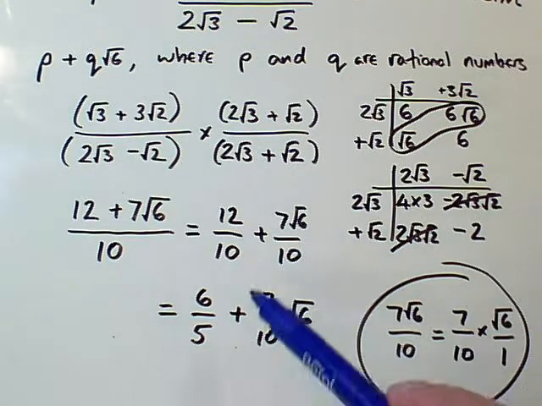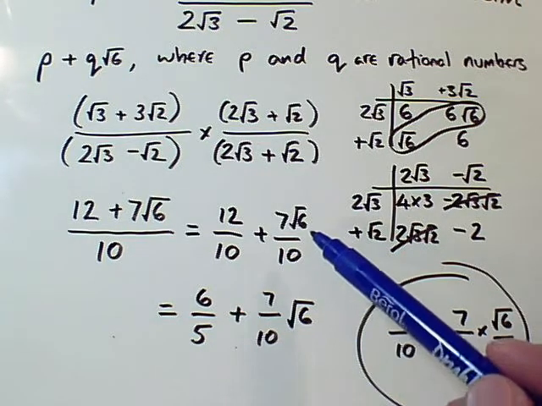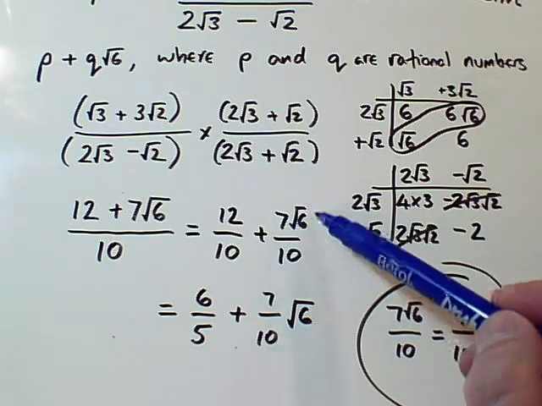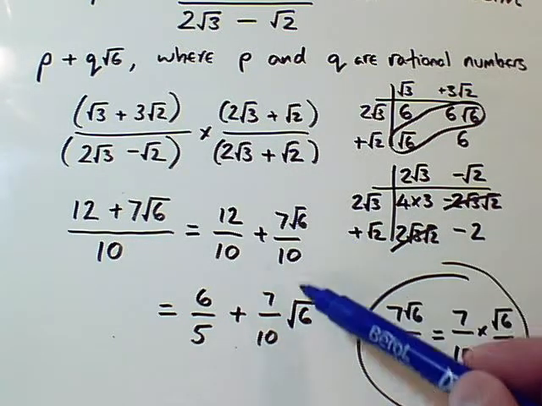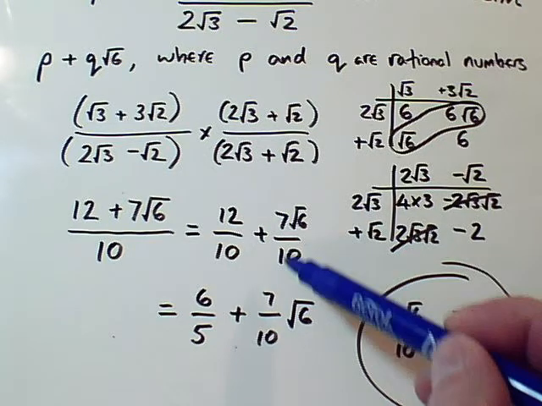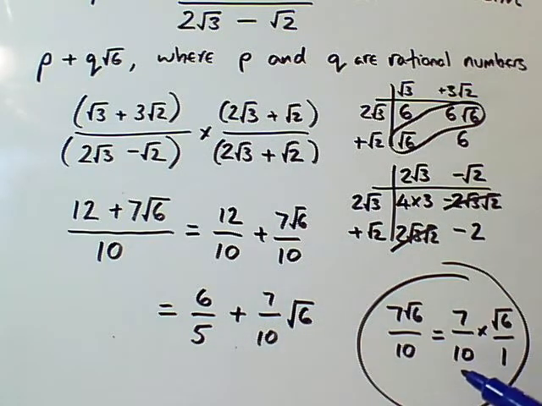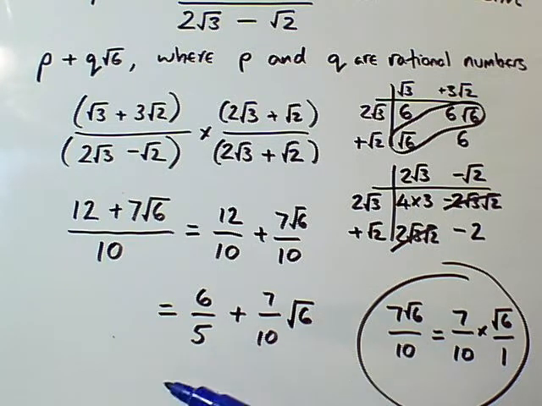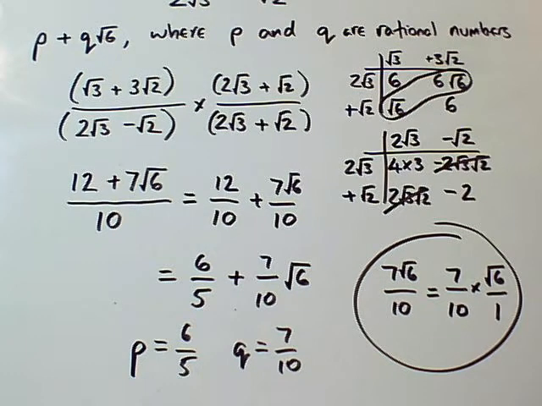And this is something we're going to have to do quite a bit later in the course. So get used to the fact that if you've got a fraction with a term combined in the top, you can actually separate that out at the end and use these numbers as a fraction you need, and this is the reason why. So I've got 6 over 5 plus 7/10 root 6, so I could say that p equals 6 over 5 and q equals 7 over 10. Rational numbers p and q, and I'm done.